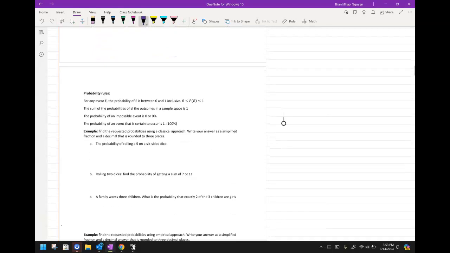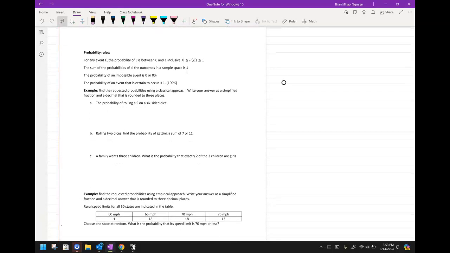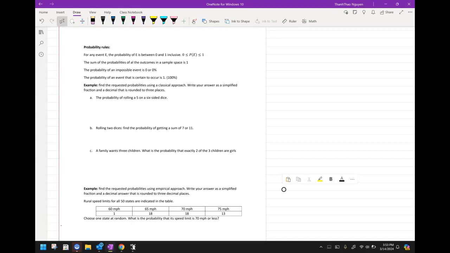Probability rules. For any event E, the probability of E is between 0 and 1, inclusive. The sum of the probabilities of all outcomes in the sample space is 1. The probability of an impossible event is 0. The probability of an event that is certain to occur is 1.